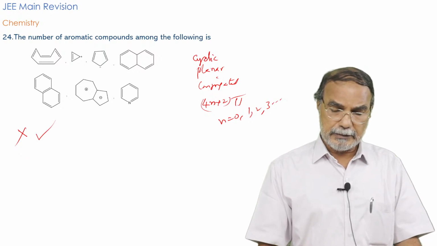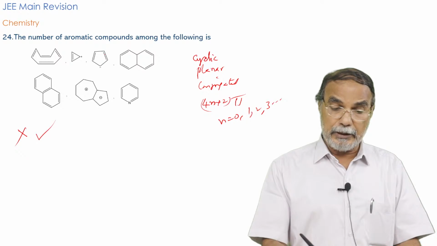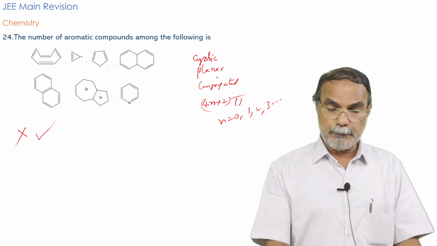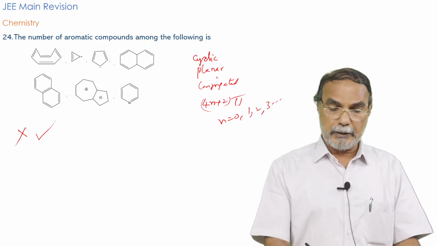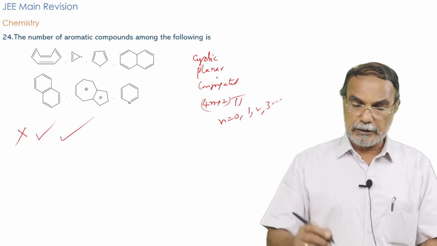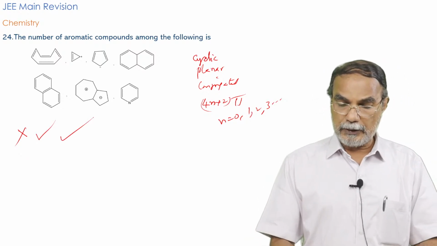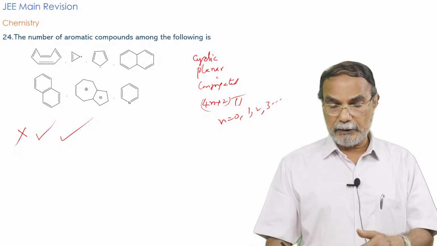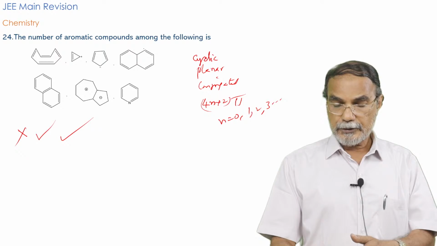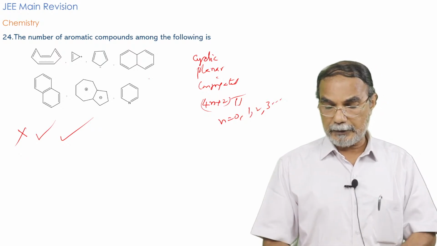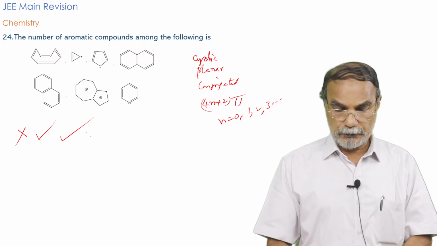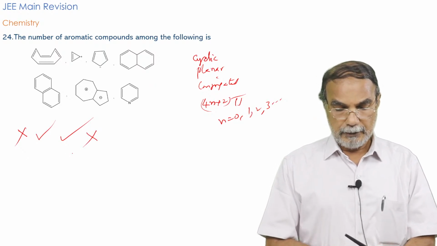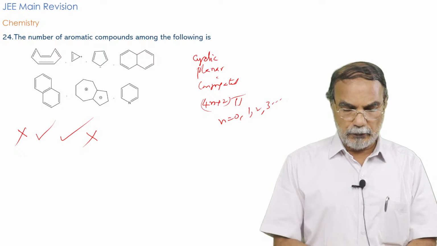And the next is the cyclopentadienyl anion, that also contains 6 pi electrons. It is cyclic, it is planar, it is conjugated. So the third one is also aromatic. The fourth one, of course, may look planar. It is not actually planar. Why? Because there is no double bond here. So it is not fully conjugated, even though cyclic. It is not planar and doesn't contain 4n plus 2. It is not aromatic.